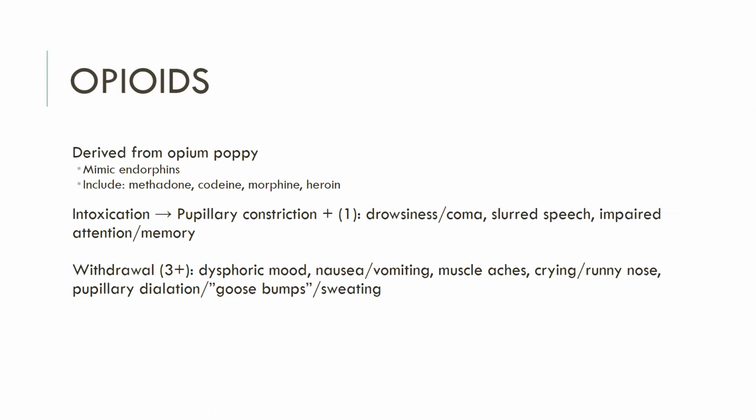Up next, we have opioids. Opioids are derived from the opium poppy, and they work by mimicking our body's naturally occurring endorphins. And they include things like methadone, codeine, morphine, and heroin.